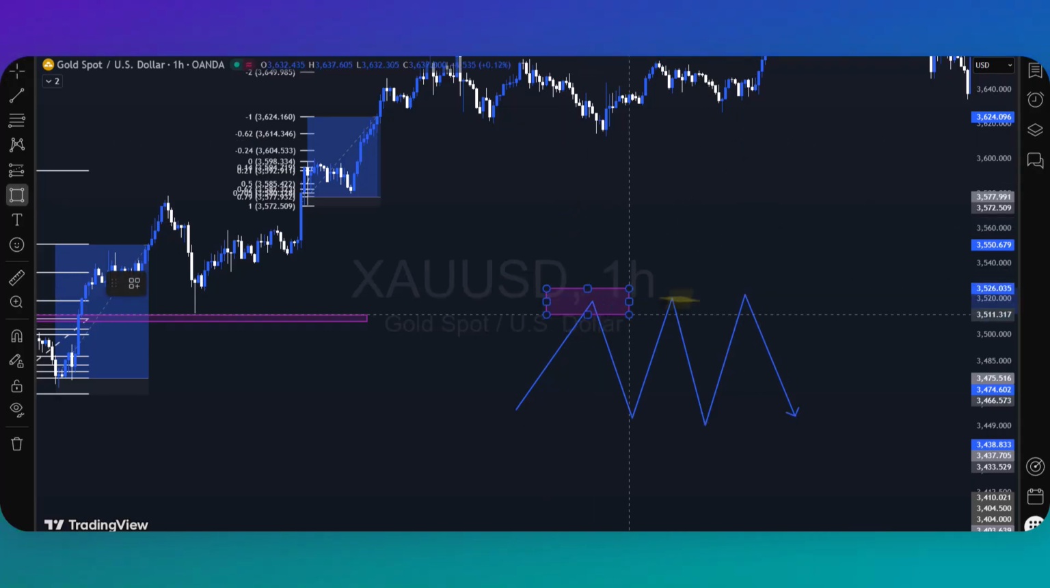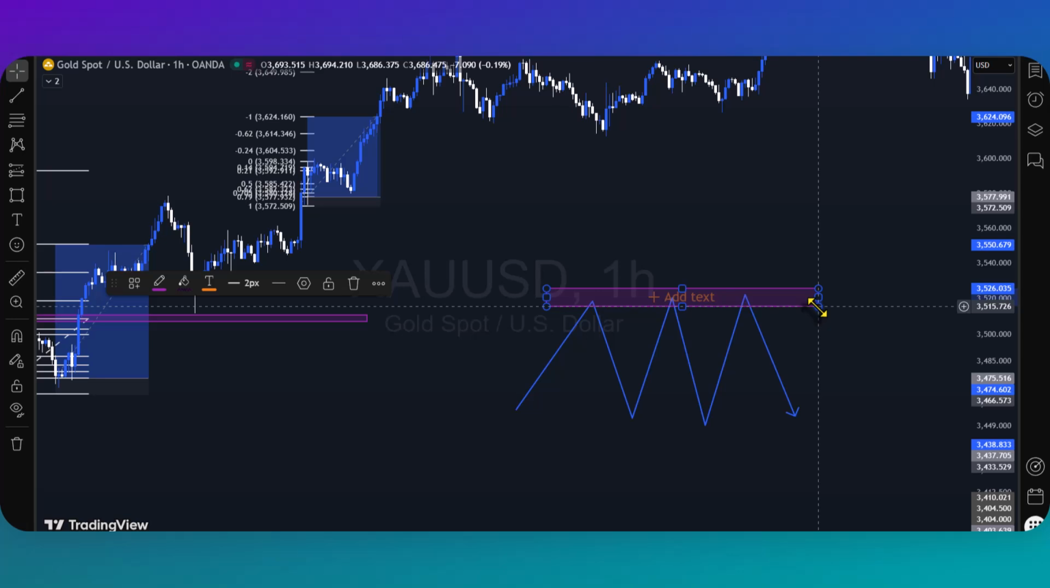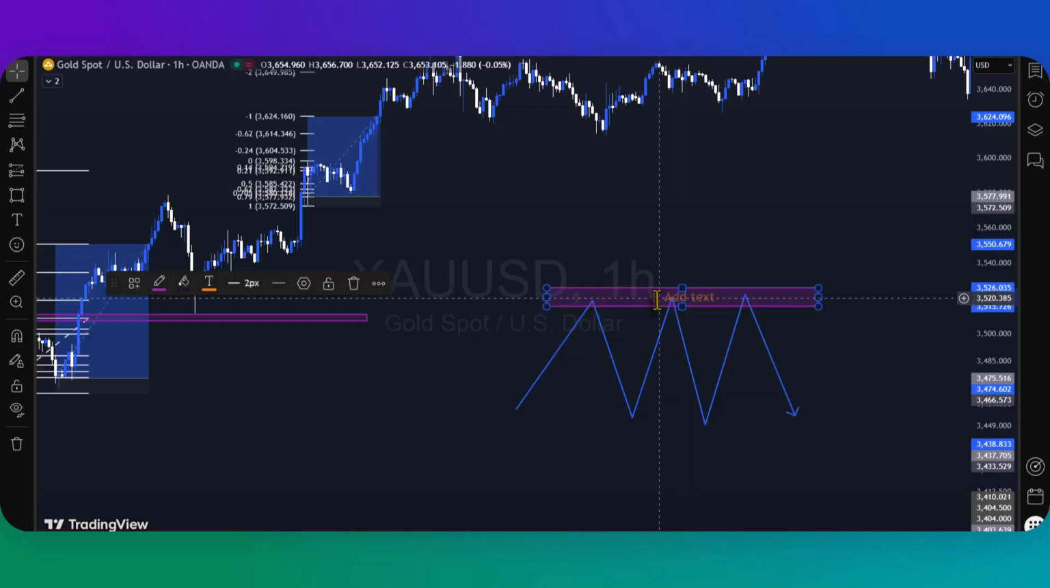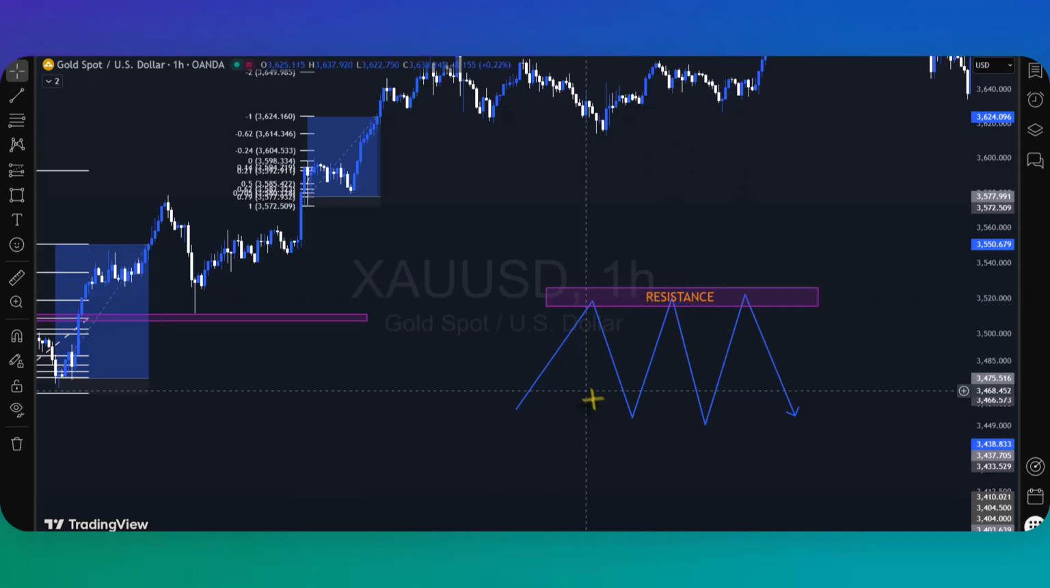Price refuses to break out from this level. Now what do we call this level? This is what we call a resistance level.